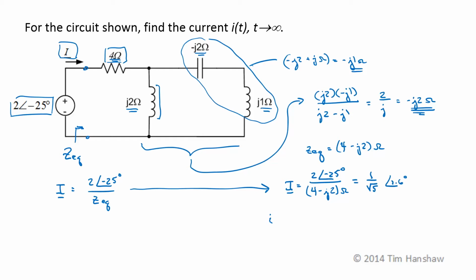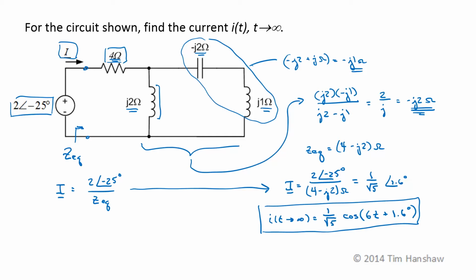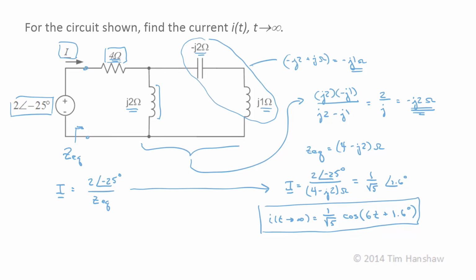So converting that back into the time domain, I of t as t goes to infinity is going to be a sinusoid with a magnitude of 1 over square root of 5, cosine of our original frequency, which was 6 radians per second, plus the phase of 1.6 degrees. And there's our answer. Now, as with any other circuit, there's not just one way to analyze it, so let's take a look at this circuit and analyze it using nodal analysis.